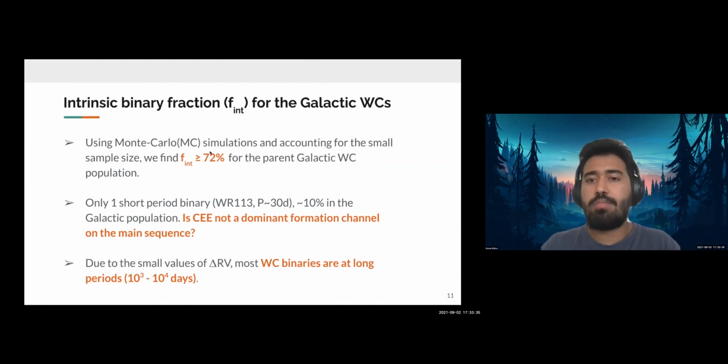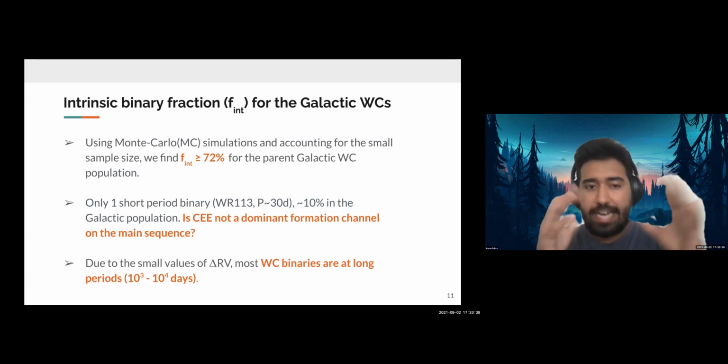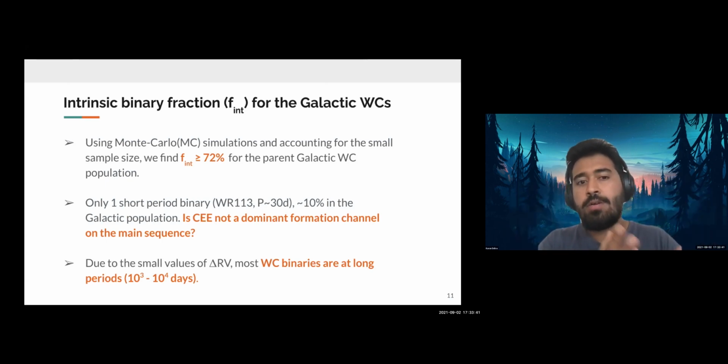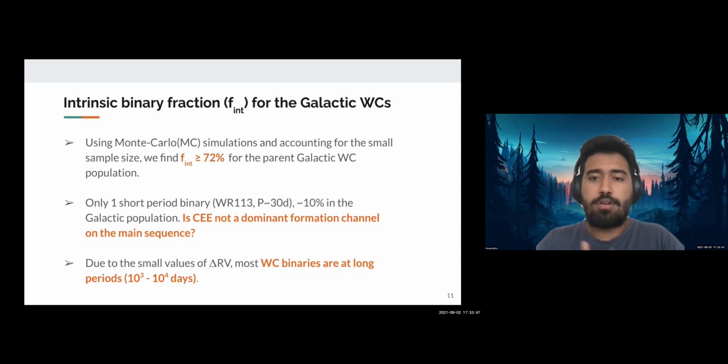So using Monte Carlo simulations and accounting for the small sample size, we were able to correct this observed binary fraction and find a minimum value, a lower limit on the intrinsic binary fraction for galactic Wolf-Rayet stars. And we found that to be about 70%.